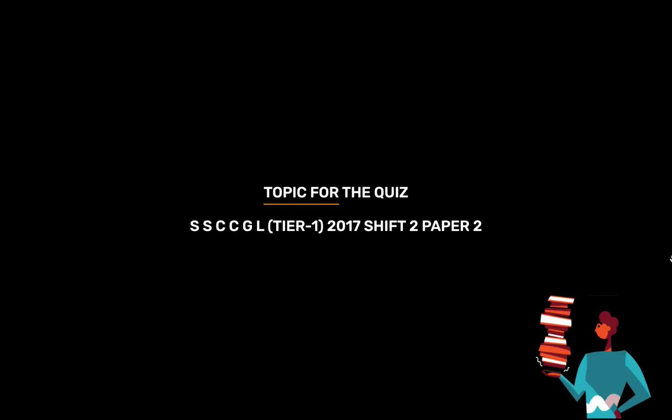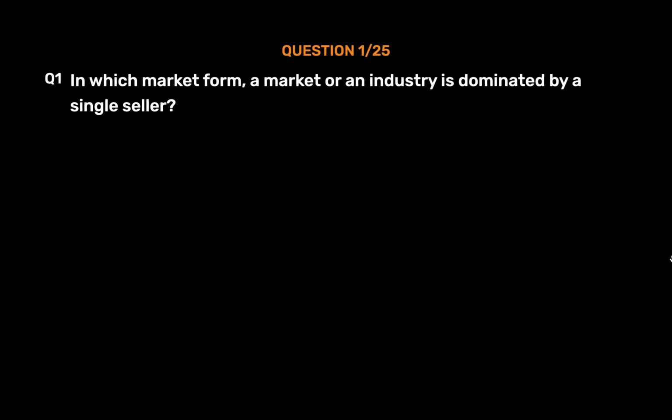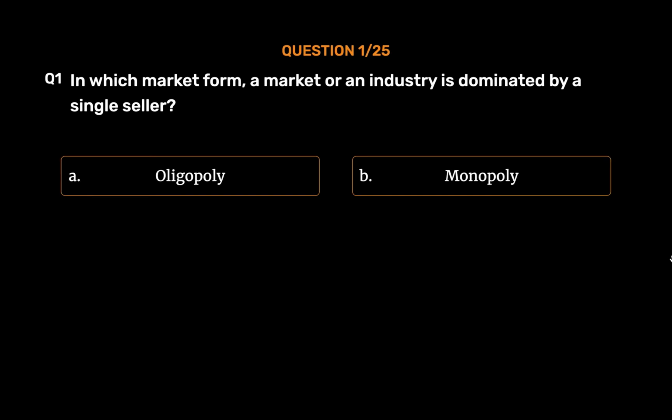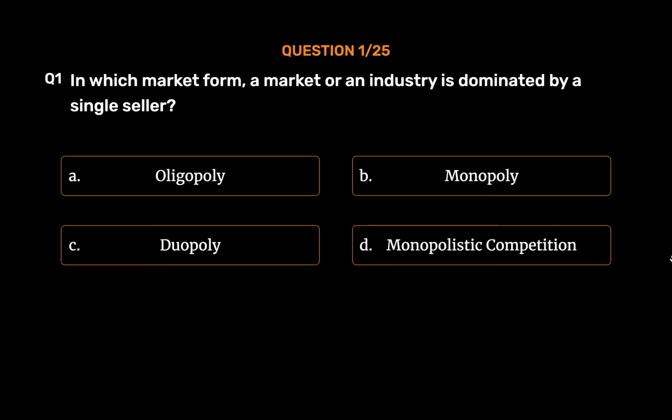Topic for today's quiz is SSC CGL Tier 1 2017 Shift 2 Paper 2. Question number 1. In which market form a market or an industry is dominated by a single seller? Option A. Oligopoly. Option B. Monopoly. Option C. Duopoly. Option D. Monopolistic competition. The correct answer is Option B.